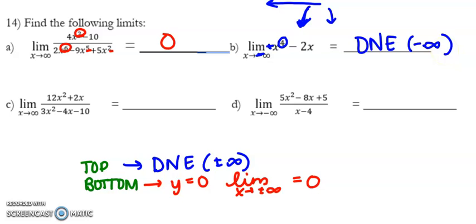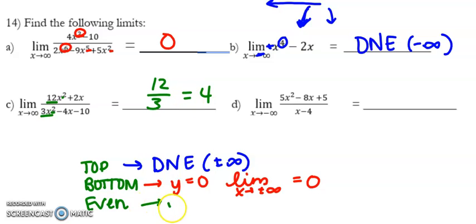Next one, I have x to the 2nd and x to the 2nd. So this is going to be that even heavy case. My pen is finally writing. Even heavy, we want to look to our leading coefficients. So I get 12 in my numerator and 3 in my denominator. 12 over 3 is my limit, which is also, of course, equal to 4.